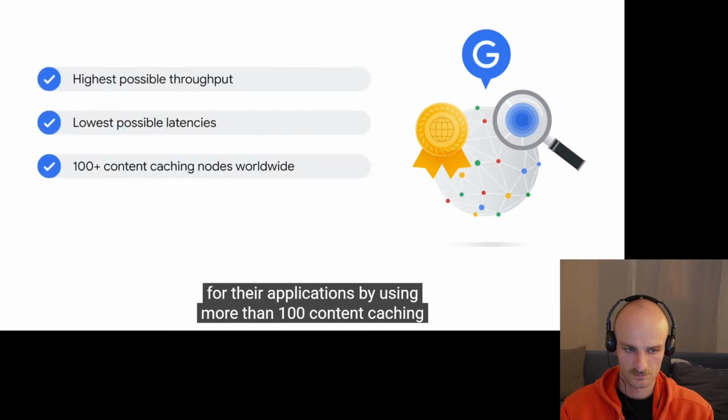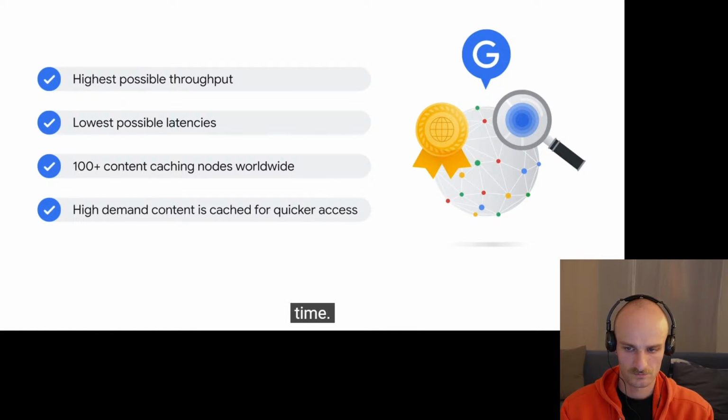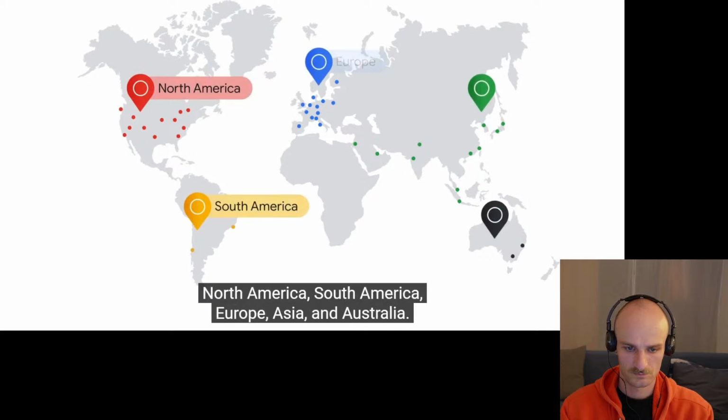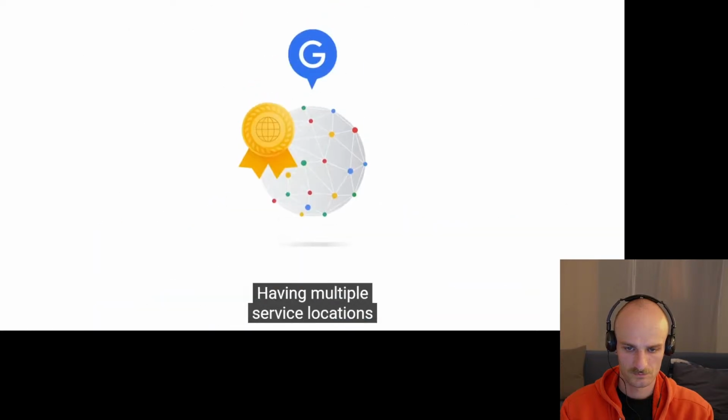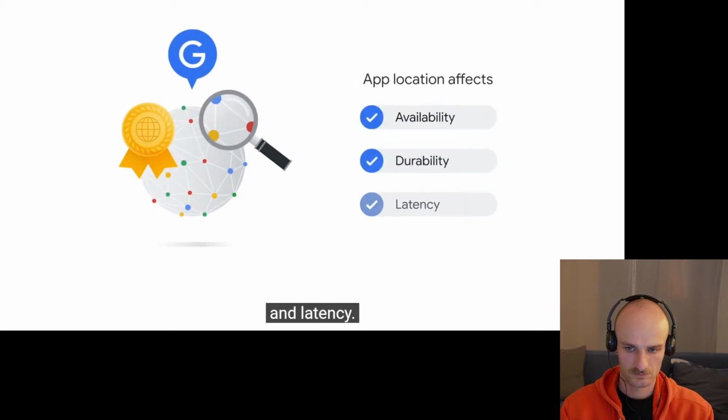by using more than 100 content caching nodes worldwide. These are locations where high-demand content is cached for quicker access, which allows applications to respond to user requests from the location that provides the quickest response time. Google Cloud's infrastructure is based in 5 major geographic locations: North America, South America, Europe, Asia, and Australia. Having multiple service locations is important because choosing where to locate applications affects qualities like availability, durability, and latency.